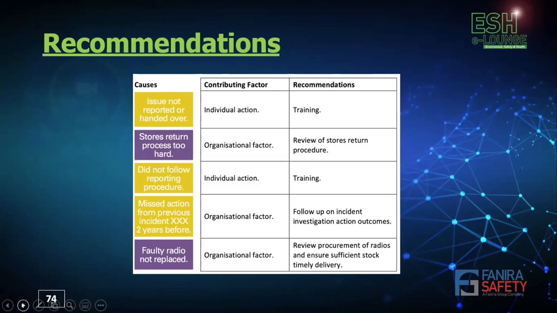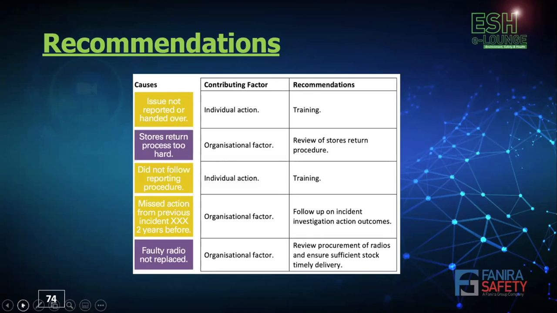So again, on recommendations, for illustration purposes, we've identified what the contributing factors in the previous incident were. Issue not reported or handed over. So that's an individual action. Some of the recommendations might include training. Stores return process too hard. Maybe that's the reason why, in this case, the fluorescent tube was found in someone's workstation. That's an organizational factor. So you now look at reviewing your store's return procedure. Now, one thing that often comes up a lot is disciplinary action.